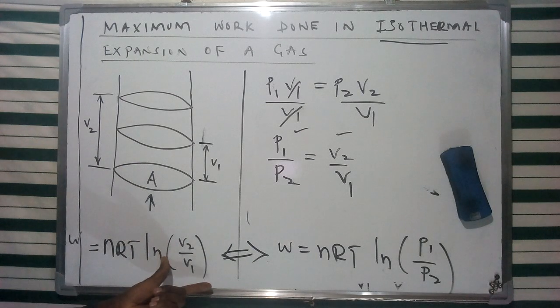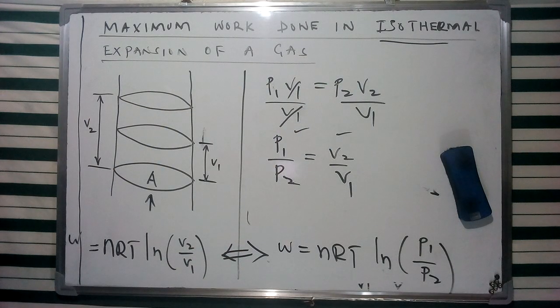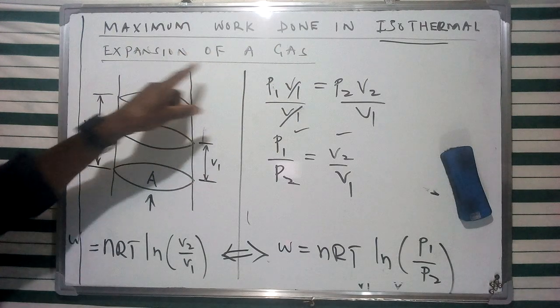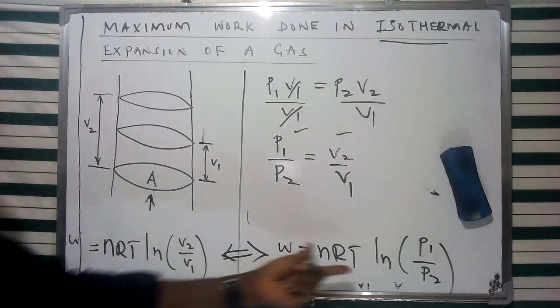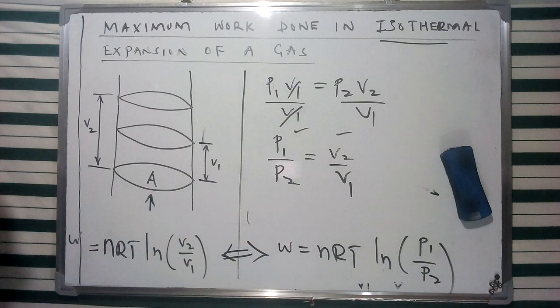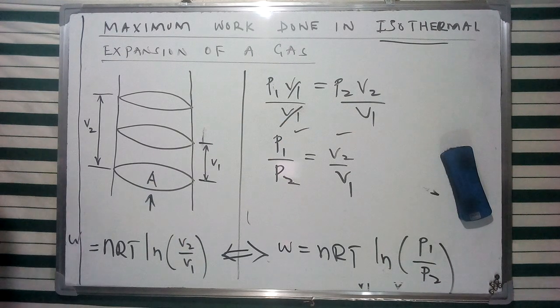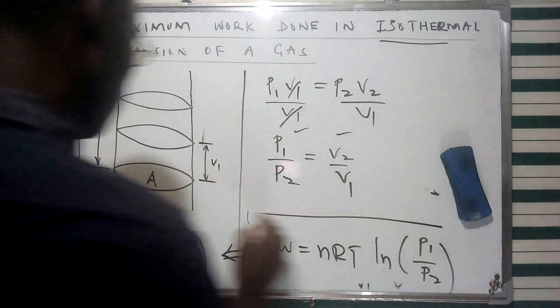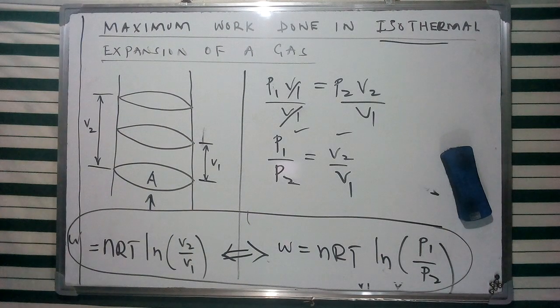The constant temperature I've mentioned is the one I referred to from our first description of the concept of isothermal. Therefore, we can give the maximum work done in isothermal expansion of a gas using these two references for volume and pressure, from the ideal gas equation and the combined gas law. I hope we have understood how to describe work in terms of those two equations for the isothermal expansion of a gas.